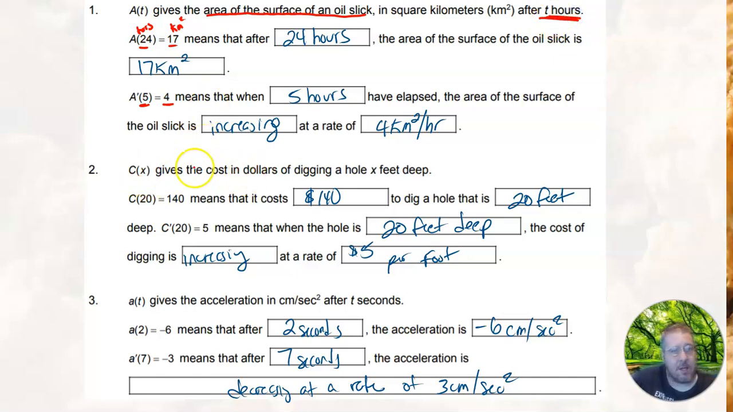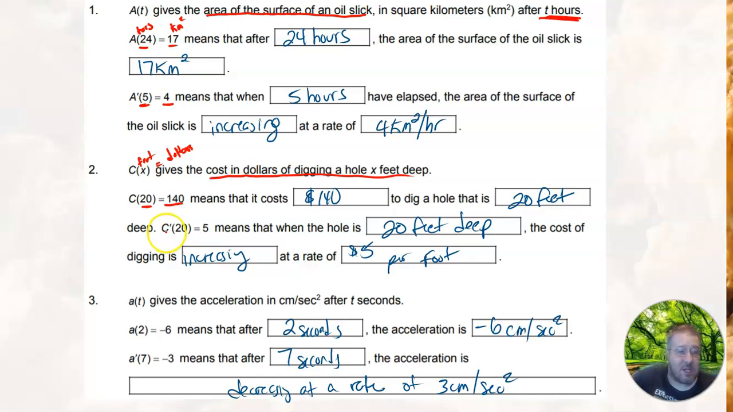C of X gives the cost in dollars of digging a hole X feet deep. So this is the amount of feet, and the answer will equal the amount of dollars. So this is 20 feet deep, and it's going to cost $140. To dig a hole 20 feet deep costs $140. Perfect. I would have said it the other way around, but that's the same thing.